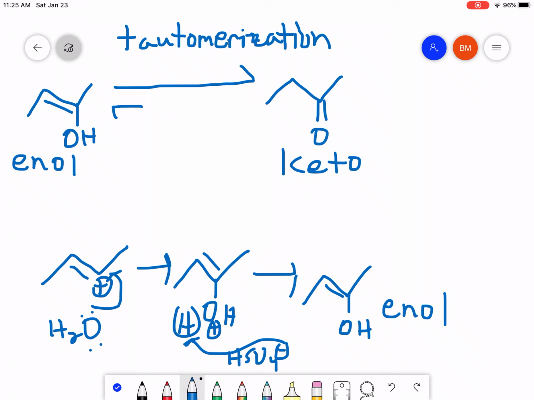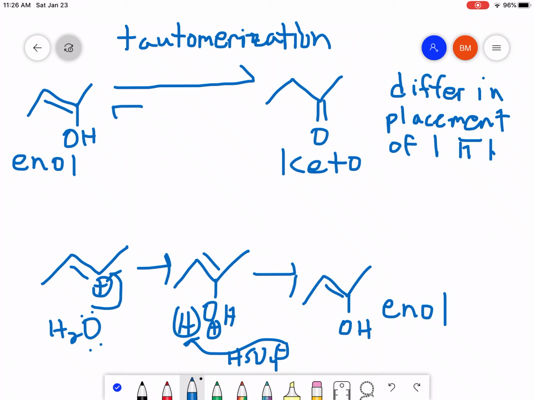Okay? Now, you might like a definition of what a tautomer is, right? Tautomers has a very specific definition. Tautomers differ in the placement of one pi bond and one hydrogen. It is an oddly specific definition, but it's accurate.